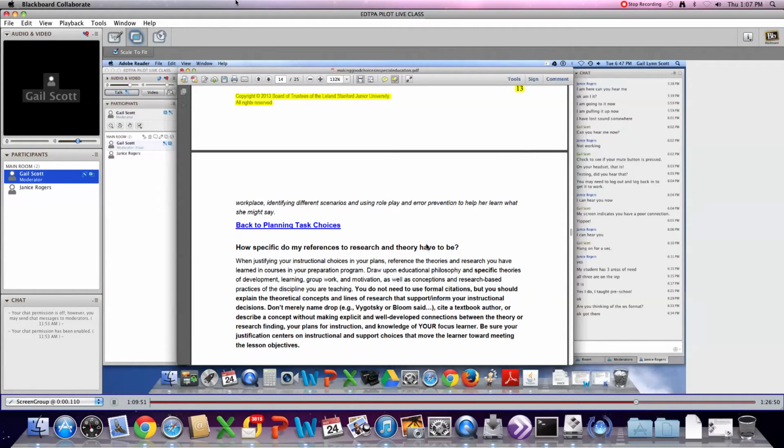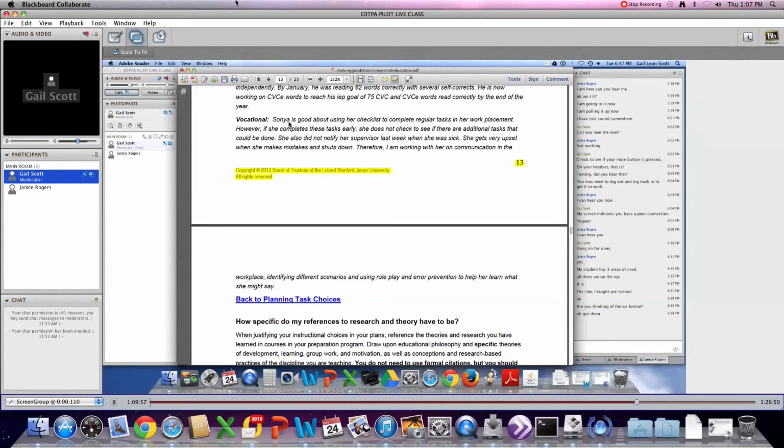Okay, you also, oh, by the way, the vocational model, Sonia is good about using her checklist to complete tasks. No, I don't like that. I think that's bad. Now, if it said, Sonia uses her checklist to complete regular tasks in her work placement 100% of the time, then I know she's good. Don't tell me she's good. Give me the data. Show me the data.